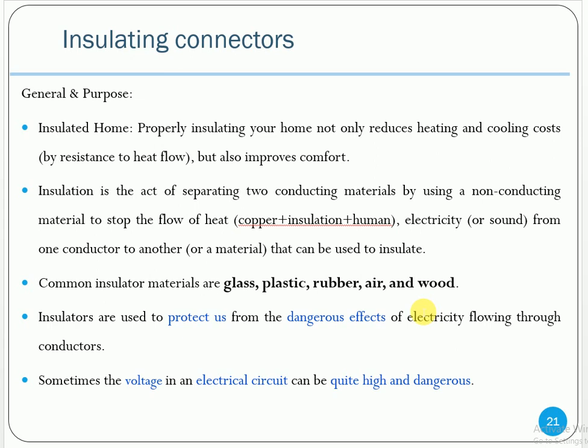If you do not use it, what will happen? The current flows on the wire. Sometimes the load overdraws the current. Due to the overdraw, the temperature of the line rises more. It's a dangerous effect. It does not protect us. So for our protection, you will use insulated wires. Okay.